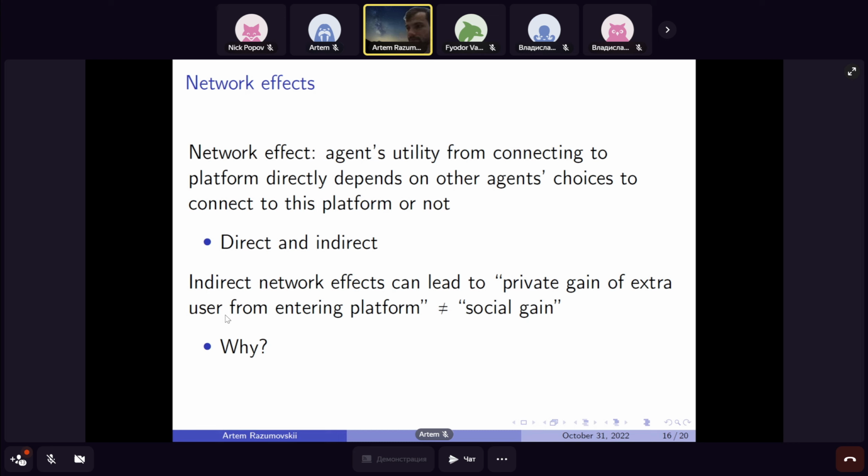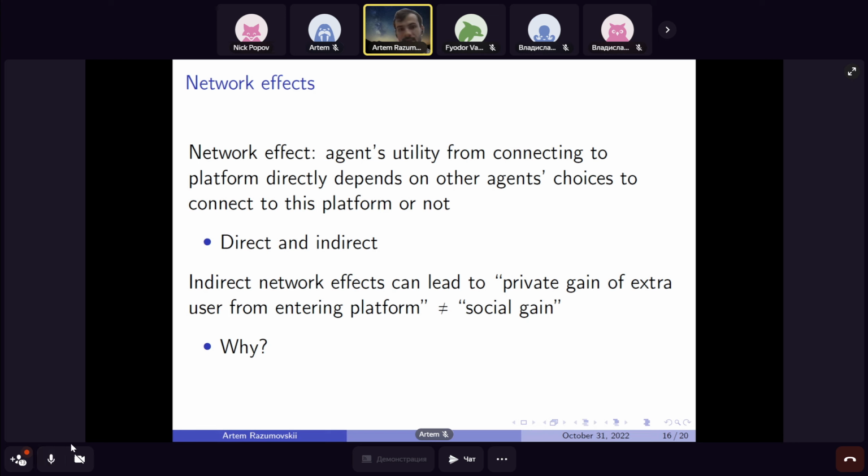That means that when one user joins the platform, this will lead to gains on the other side, and probably on both sides as well. And this is not the social gain. Here is my question to you: why is it not equal to the social gain?